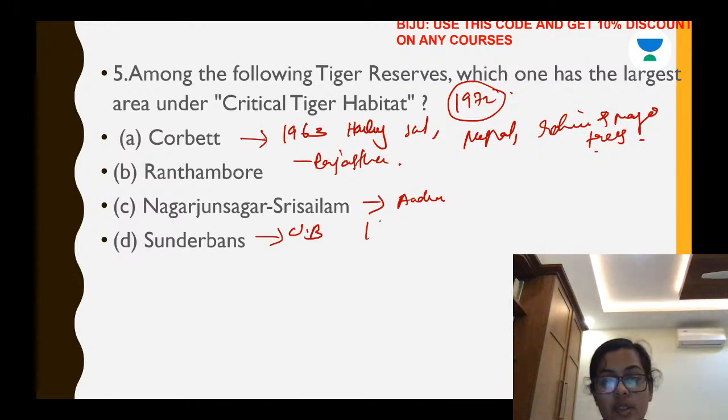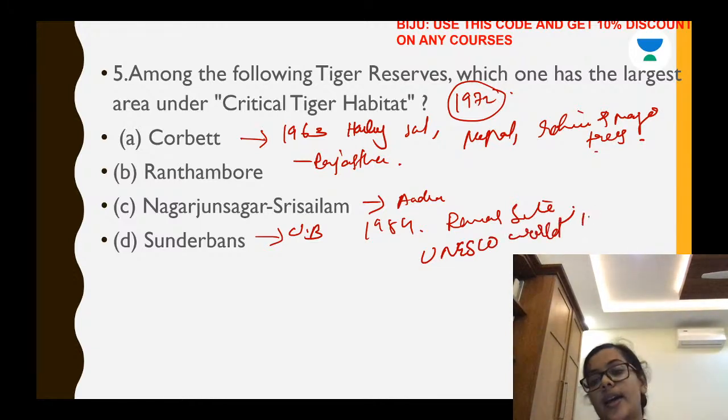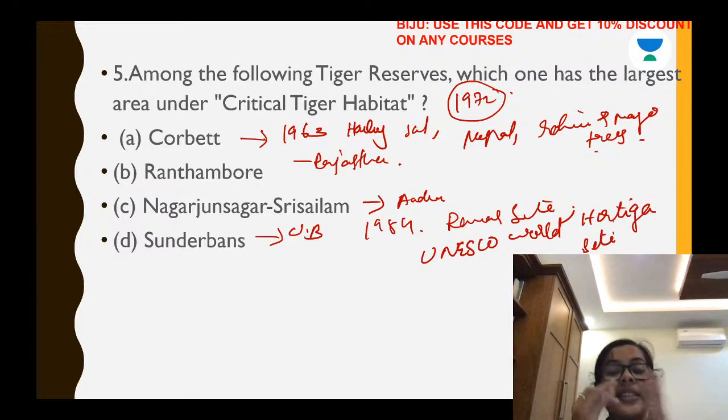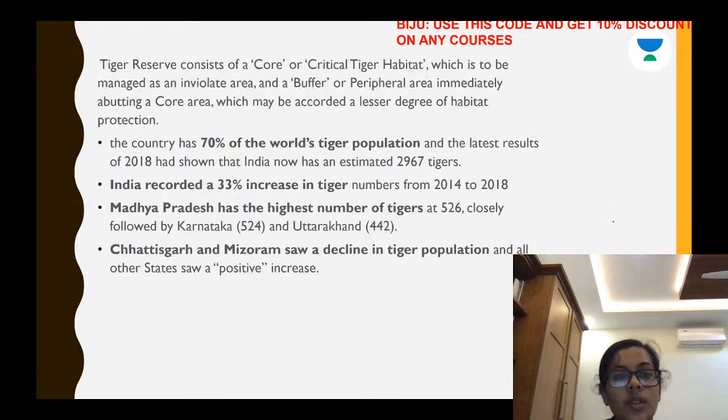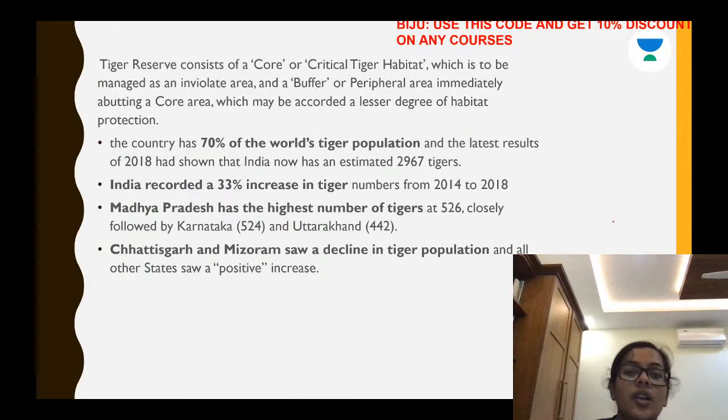Sundarban was established in 1984. It is a Ramsar site and also a UNESCO World Heritage site. Instead of simply telling answers, I'm explaining this because you can expect these probable areas in your next question paper. That's all you want to know. We will also see what the core or critical tiger habitat is. It is like an immediate area, with a buffer zone around something like a core area.